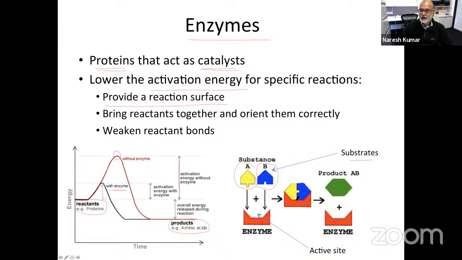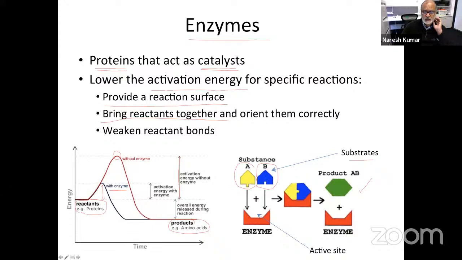And if they're close by, an enzyme brings these reactants together, orients them correctly, and weakens the reactant bonds, and a product is formed. So that means it lowers the activation energy, and the reaction happens much more easily than it otherwise would, right? That's what enzymes do.